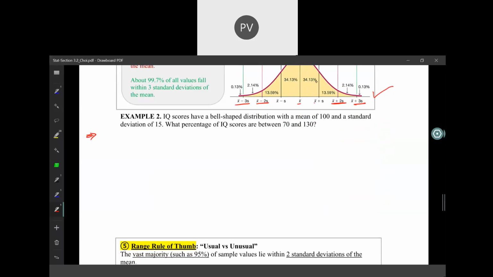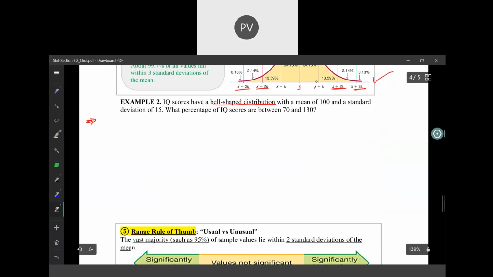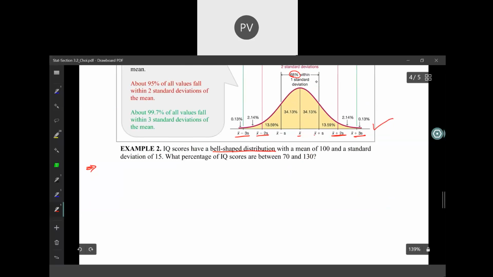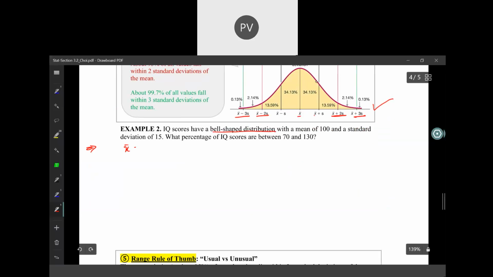Here they are saying that they have a bell-shaped distribution, which means that it will obey the 68, 95, 99.7% rule, the empirical rule. Okay. So we have a mean which is equal to 100. Standard deviation is given as 15. They want us to calculate the percentage of data values between 70 and 130.